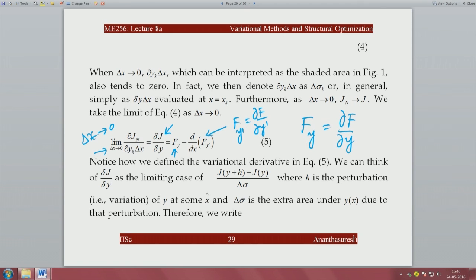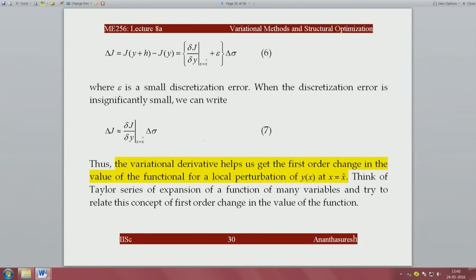So, at every point, if you want to know what will be the change in the functional if I perturb a function at a particular point, it is nothing but this variational derivative. By the way, what we have done in the last few minutes is how Euler derived what we now call the Euler-Lagrange equations.